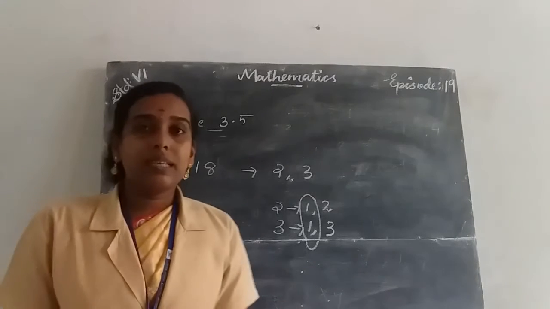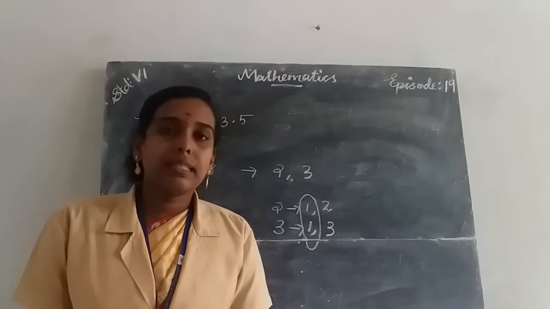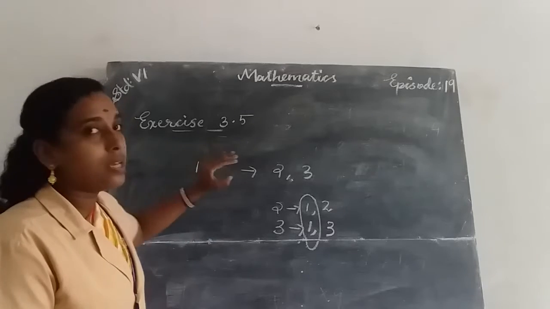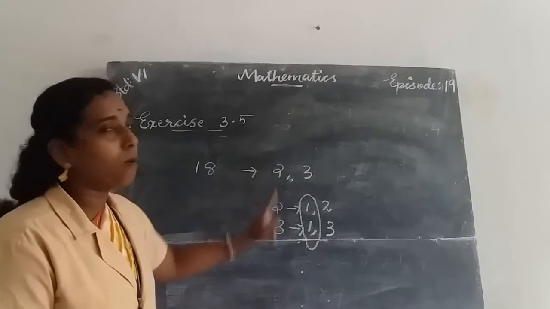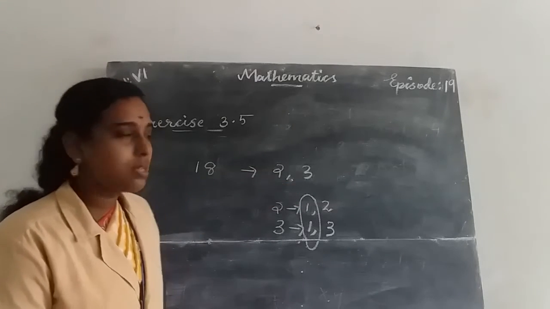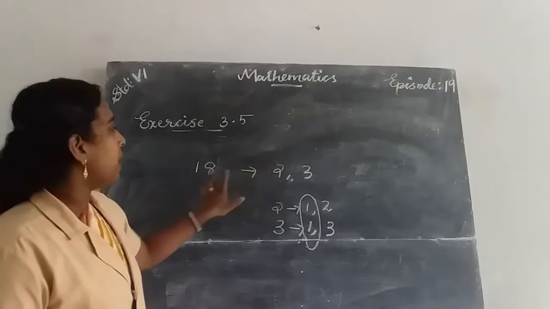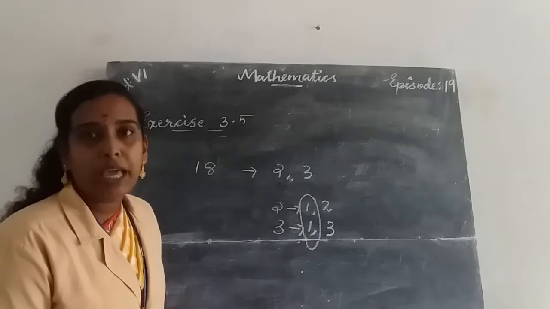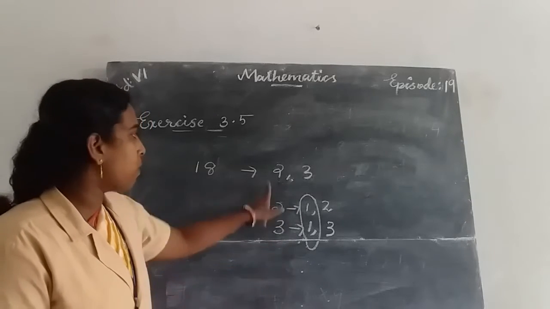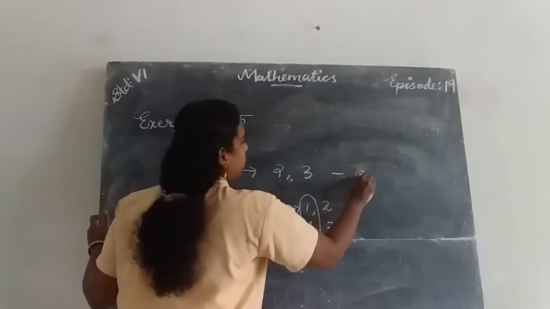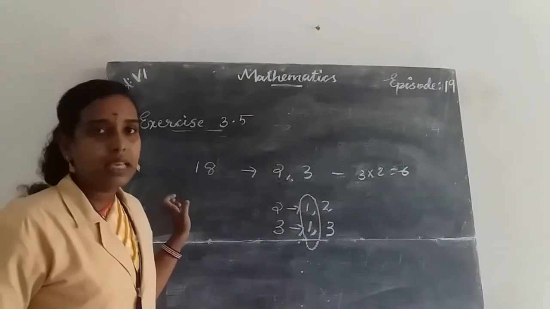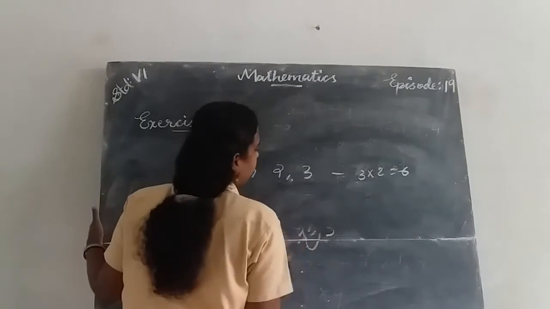And the next rule is if a given number is divisible by any two co-prime numbers, then the given number is also divisible by the product of co-prime numbers. Here 2 and 3 are co-prime numbers and 18 is divisible by these two co-prime numbers. Then 18 is also divisible by the product of co-prime numbers. The product of co-prime numbers means 3 into 2 is equal to 6. So 18 is also divisible by 6. Okay. And the next statement you know.